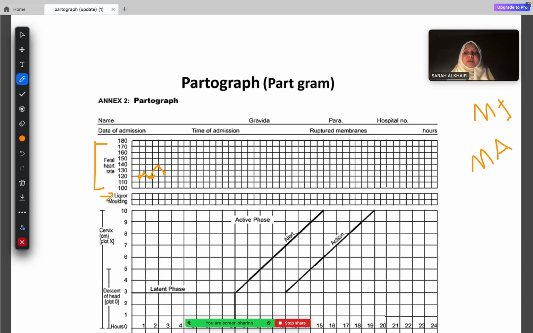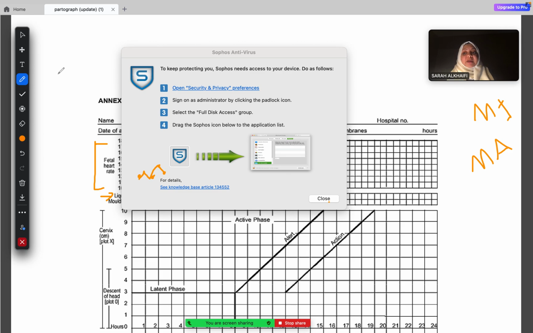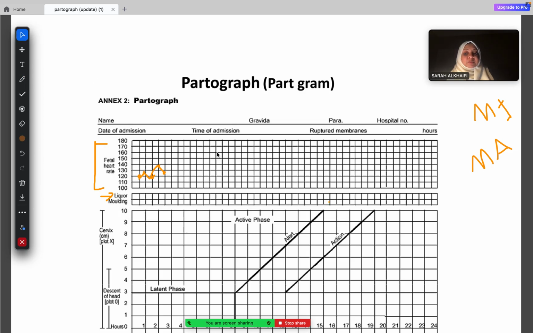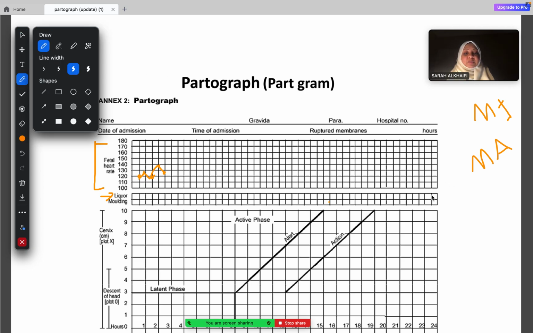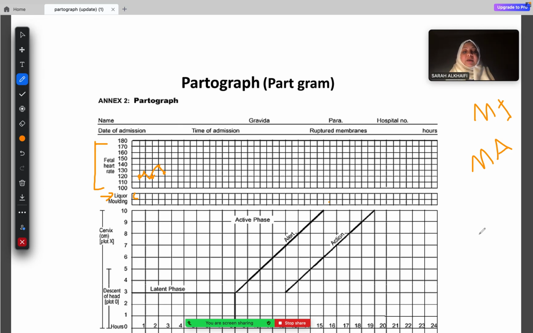The liquor here, we mean the color of the fluid, the water that comes out of the amniotic membrane after the membrane ruptures. If it's clear, it's going to be clear liquor, which you can just write C. And if it's, for example, blood stained, you can just write P. So C means clear, P means liquor mixed with blood, and if there is meconium, it's going to be M, which means meconium stained liquor. So this is for the amniotic fluid, and what we should write right here in this area.